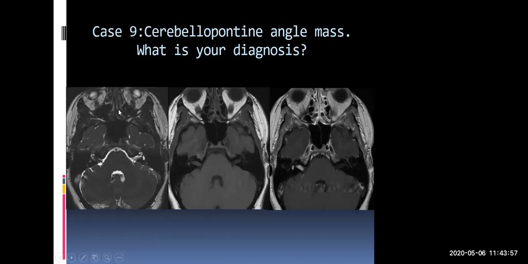Let's talk about this. This is a patient that was referred to me for right hearing loss, and an MRI was done, and a lesion was identified. I'll let you go over this for a minute, and then I'll go over it with you.